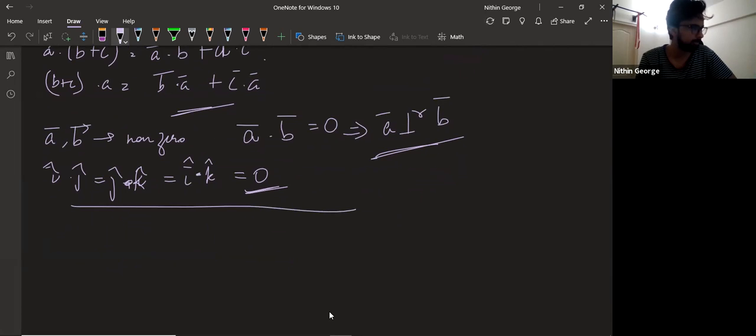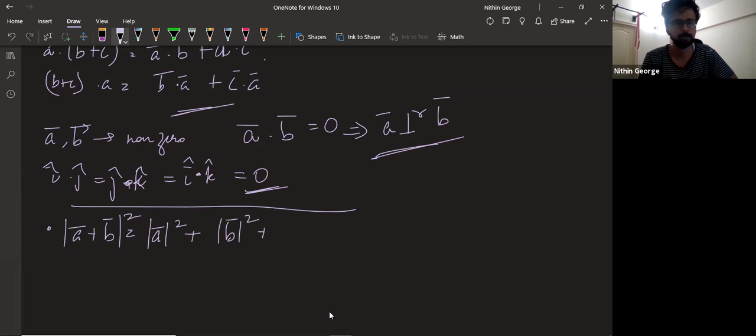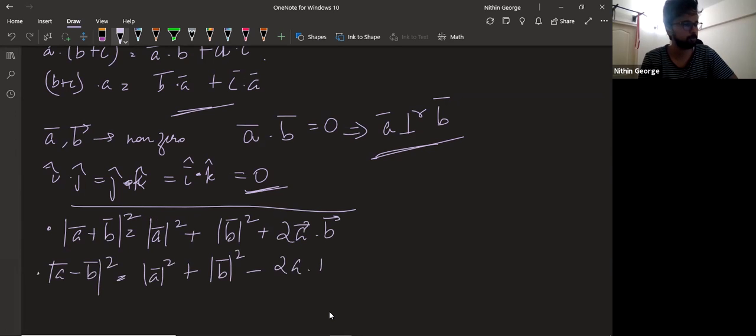Okay. Next, write some important points. Mod of A plus B the whole square is mod A square plus mod B square plus 2 into A dot B. Mod of A minus B the whole square is equal to mod A square plus mod B square minus 2 into A dot B.